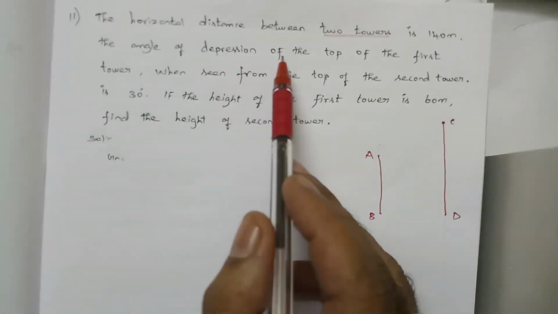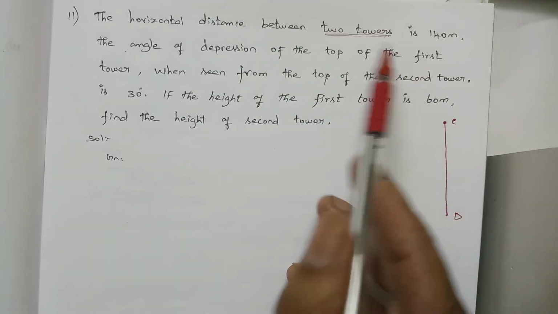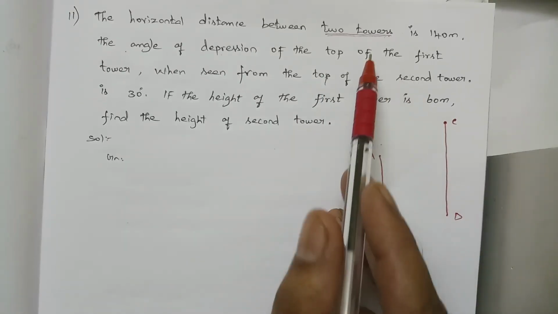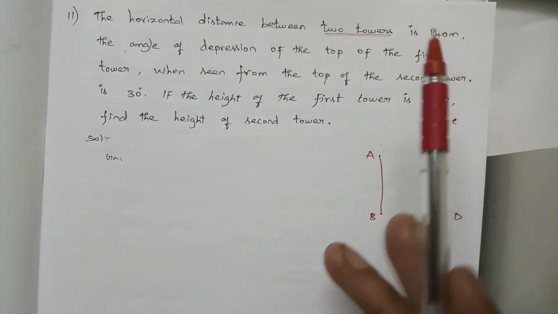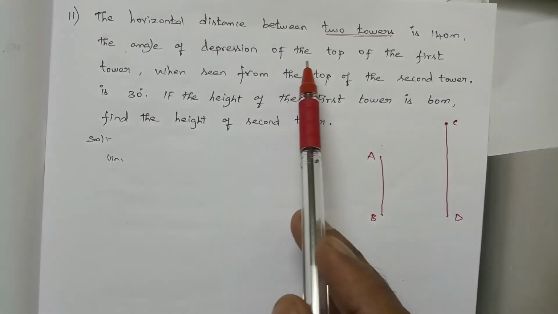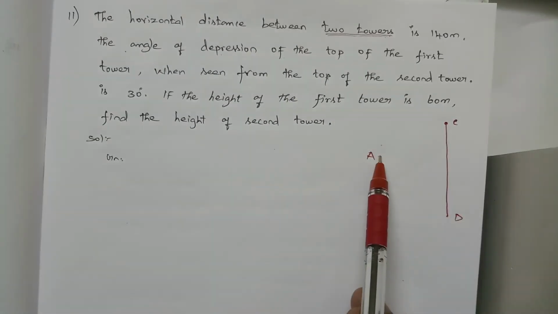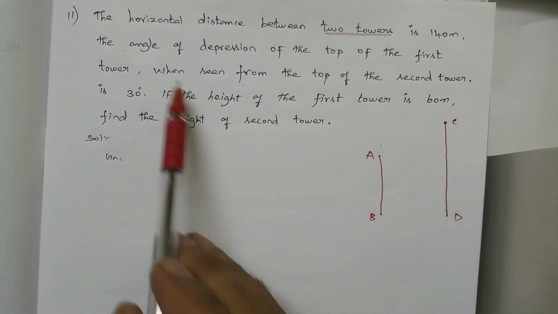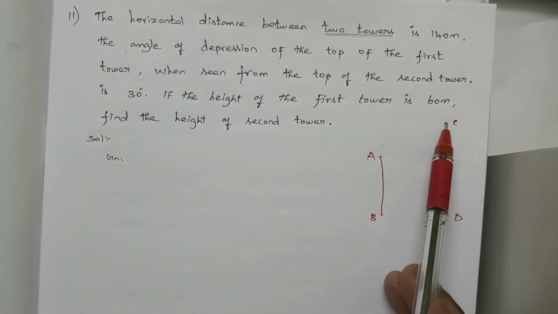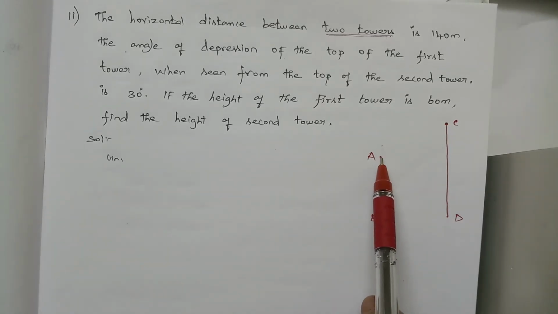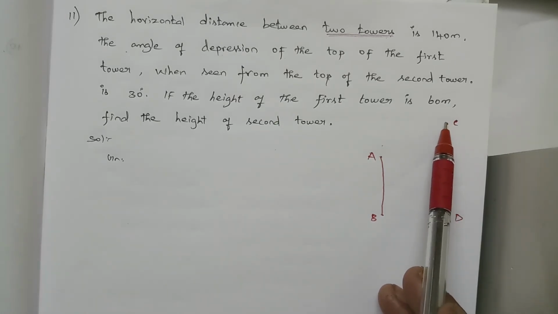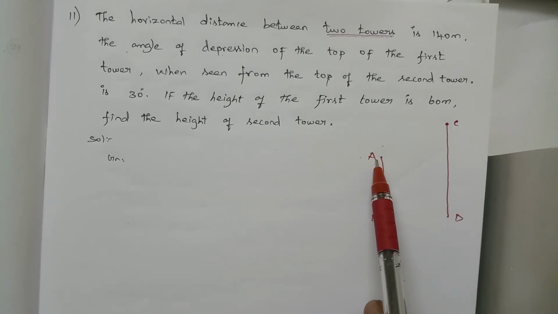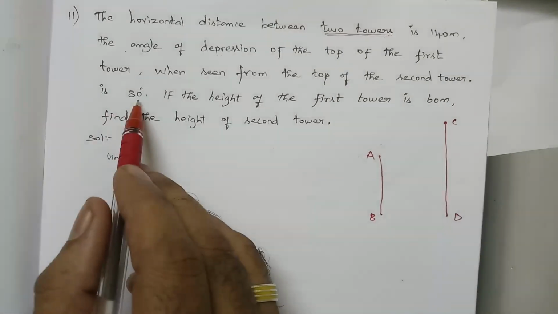The angle of depression of the top of the first tower, when seen from the top of the second tower. We have two towers. The angle of depression means they are seeing from the top to the down. So from C they are seeing down to the point A, the top of the first tower, from the top of the second tower, is 30 degrees.